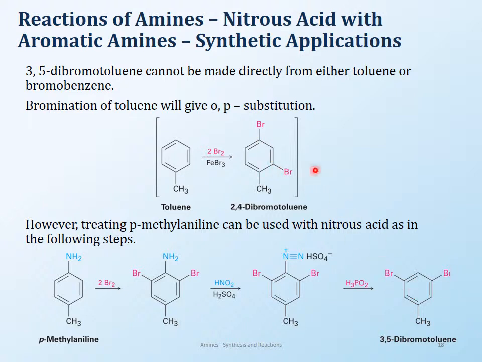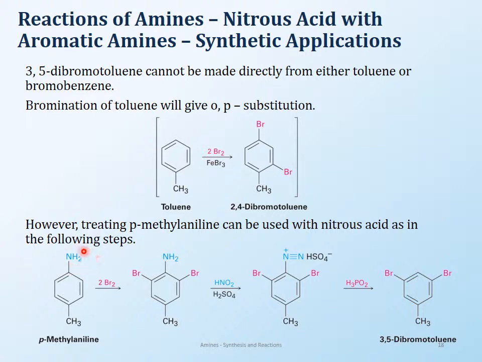3,5-dibromotoluene. So in order to make 3,5-dibromotoluene, you would actually use nitration. The step coming before this one is you will take toluene, treat that with nitric acid and sulfuric acid, get the nitro group, and reduce the nitro group to an amine group.